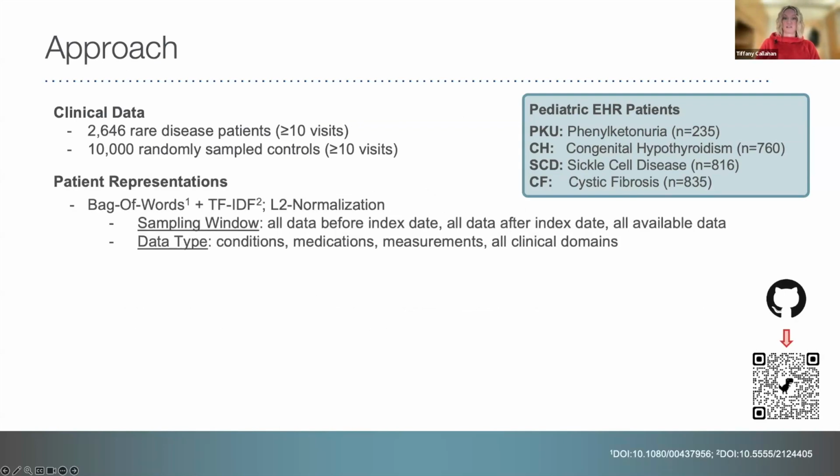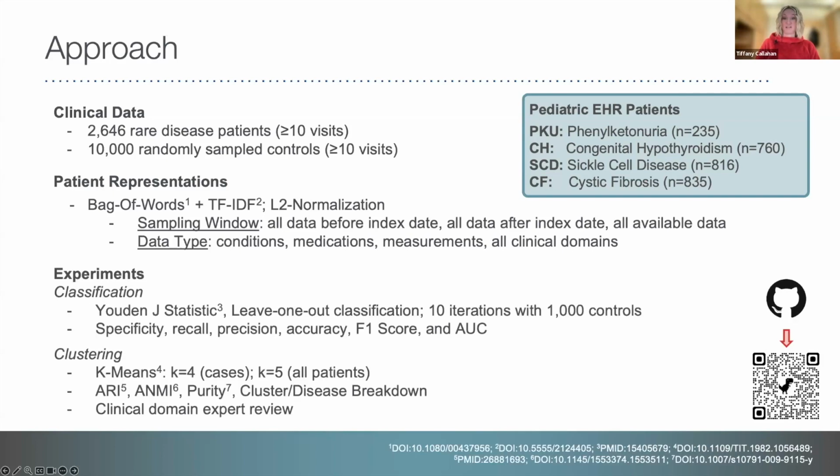Patients were represented using a very simple yet performant method, bag of words with TF-IDF. We built several representations varying the sampling window based off of an index date, where the index date in this case was the earliest date of diagnosis relevant to the primary disease, or the earliest date of any kind of diagnosis for control patients. We included all concepts before and after the index date, as well as a combined view of both before and after concepts. And we also varied the data type, where representations were built using either only conditions, only medications, only measurements, or all of those data types.